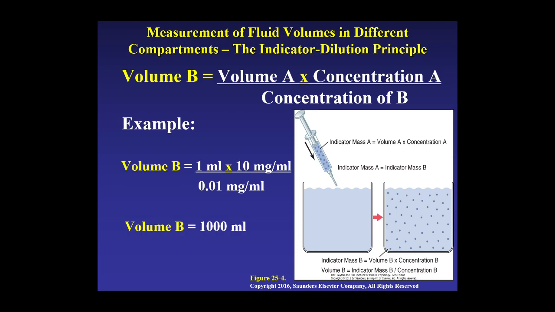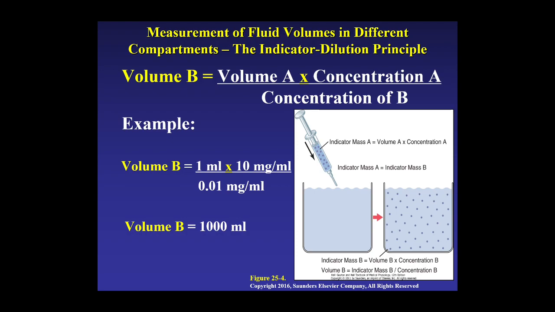So what am I saying? The volume of A times the concentration of A, and both of them I can measure, is equal to the concentration of B, which I can measure, times the volume of B, which I do not know. So now I have 4 numbers. I know 3 of them, so therefore I can determine the 4th number.